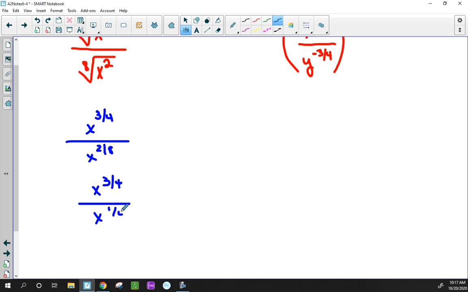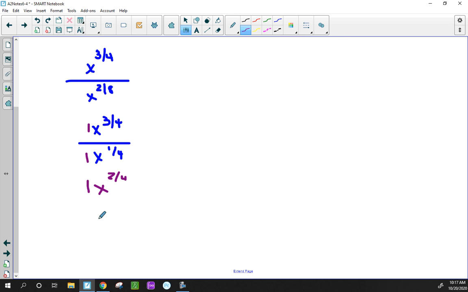And now we can use the actual quotient rule from algebra. Quotient rule again says divide the coefficients. Because I see a variable, there are coefficients. I can divide 1 by 1, it's still 1. I can drop down my base, which is x, and I can subtract 3/4 minus 1/4. 3/4 minus 1/4 is 2/4. And we know a better answer for that, x to the 1/2.